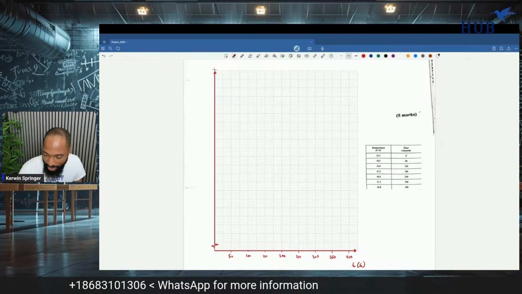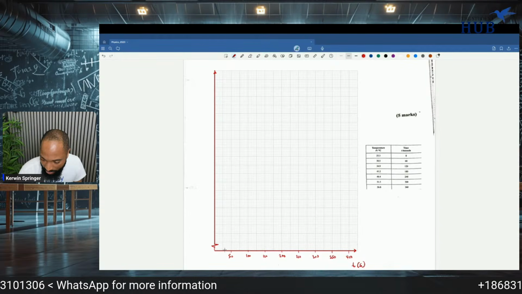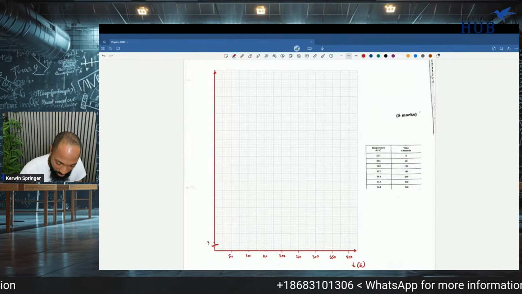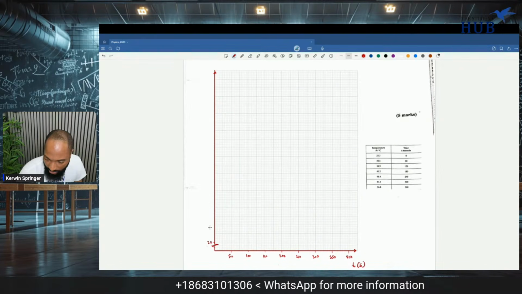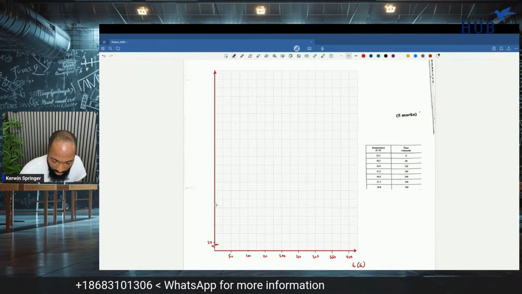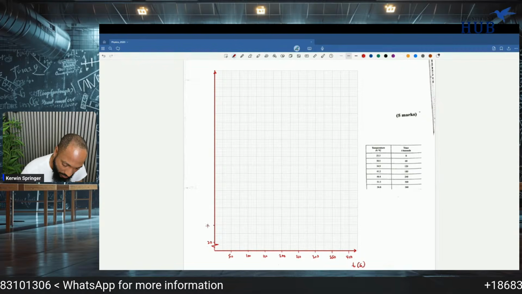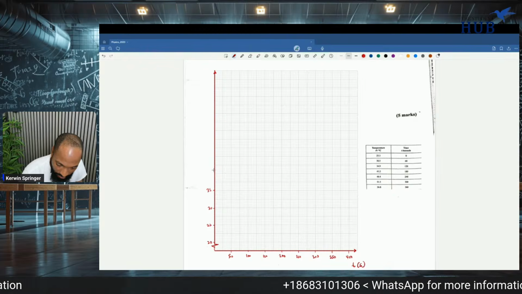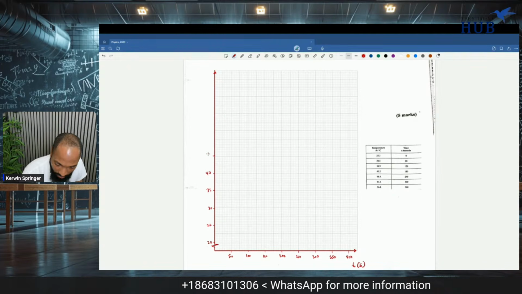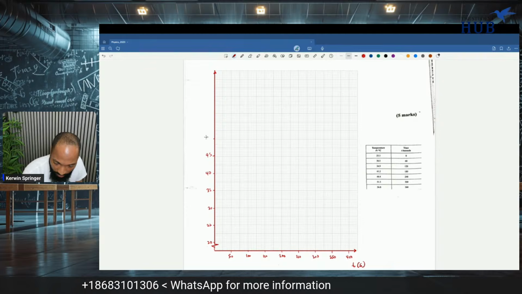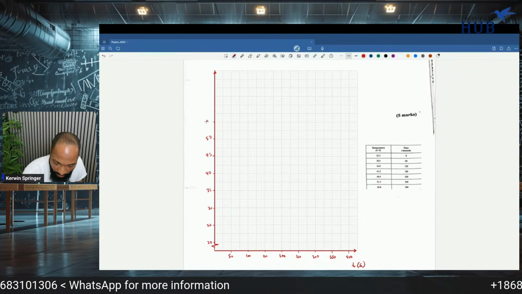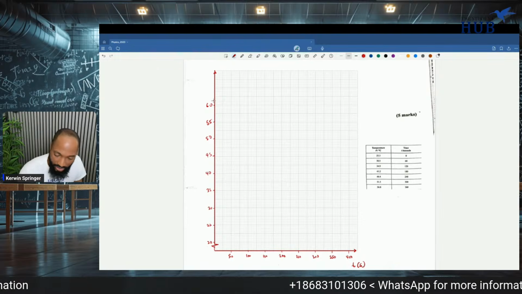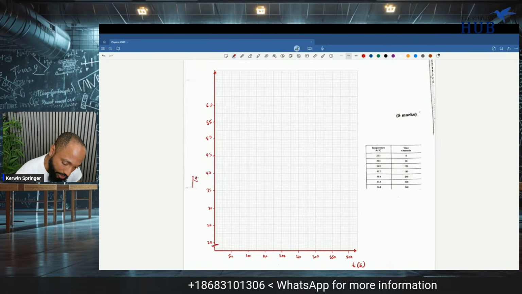Right. So I believe if I start from 20, I will get a head start. So I can start this from 20. And what was I gonna do? 20, 25, 30, 35, 40, 45, 50, 55, 60. So it works. And then I'll put temperature.